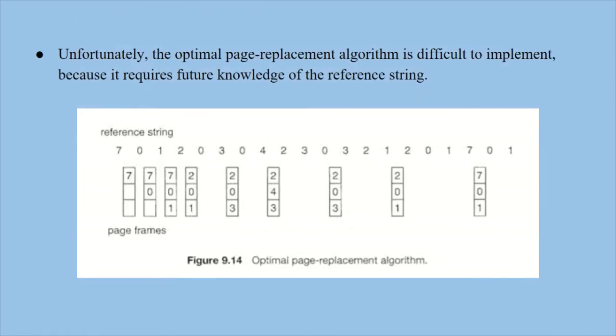So we have an example here. We have a reference string. The optimal page replacement algorithm is different from FIFO. First, it puts 7 in the page, so it is called a fault. After that, 0 again, and it is also called a fault. Then 1, the same, still a fault.